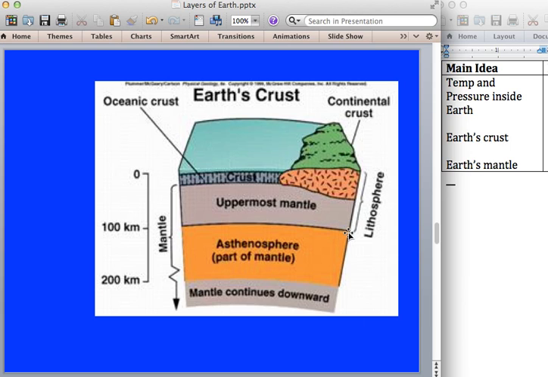And this kind of gives you a diagram. You can see the lithosphere here includes this uppermost part of the mantle and the crust. So we consider that to be the lithosphere because they're so solid that they actually move together, even though you've got different rock types between the crust and the mantle. You've got the asthenosphere under here, which is kind of gooey, and then the rest of the mantle continuing downwards.